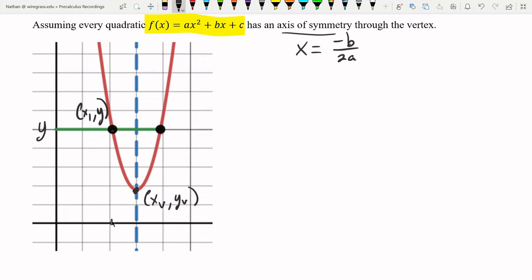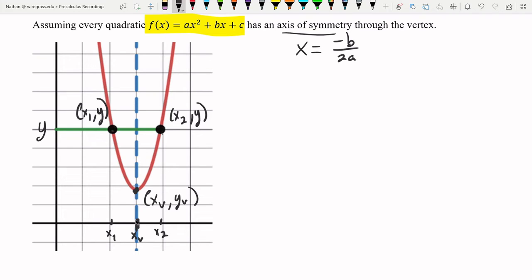So at this point here is some x value, this is x1. And then this point here has some other x value. So this point would be x2, but it has the same y value, whatever that y value might be. So if this was at 4, this would also be at y value of 4, and so on. Okay, now I'm going to define these x values as distances from the vertex x value. So this vertex here is at xv.